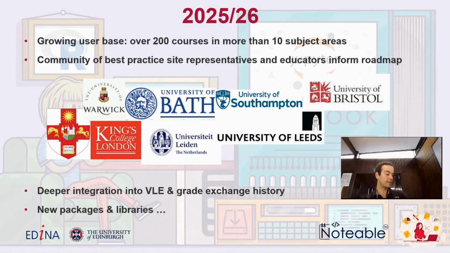We see Noteable growing as a central teaching and learning platform. And here are some key updates and future directions. So at the moment, we're supporting over 200 courses in around a dozen different subject areas, schools, subjects, and faculties. And that continues to grow year on year. We have about 30% more users this year, which is fantastic.